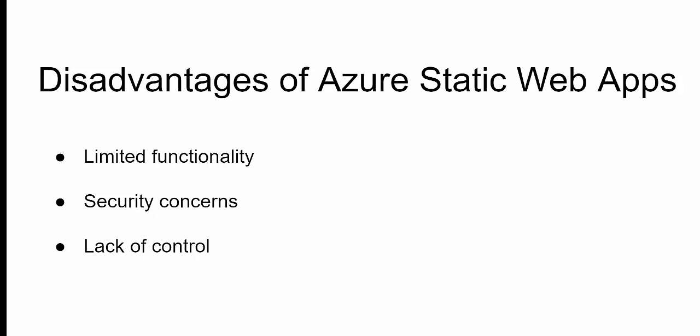So in summary, Azure Static Web App is a great solution for small or medium-sized web applications that do not require server-side code or a backend database. It offers tight integration with GitHub, fast performance, and easy deployment and scaling. However, it does have limitations, such as limited functionality and security concerns, which developers need to be aware of. Overall, Azure Static Web Apps is a solid solution for developers looking for a fast and cost-effective way to deploy their web applications. This concludes today's session.